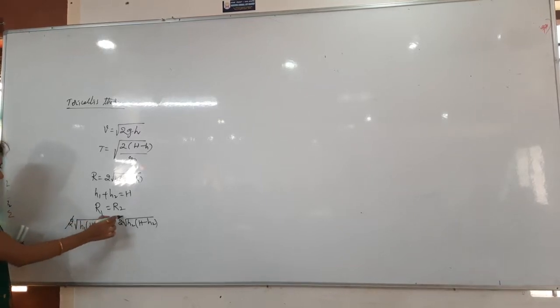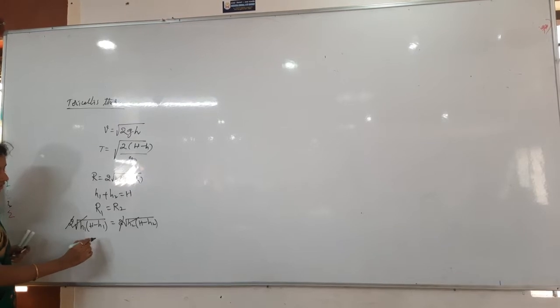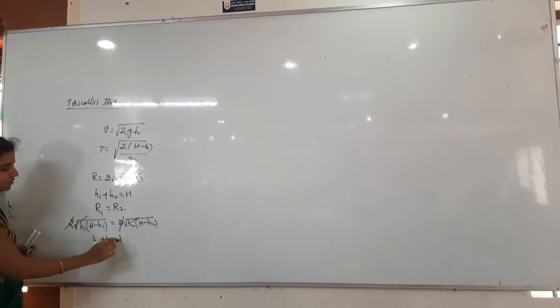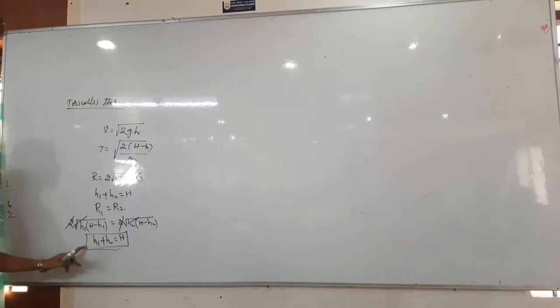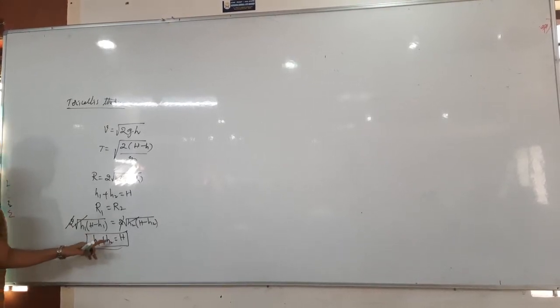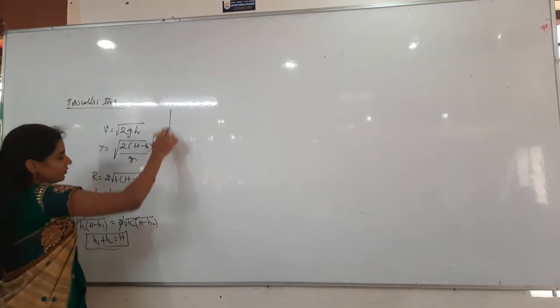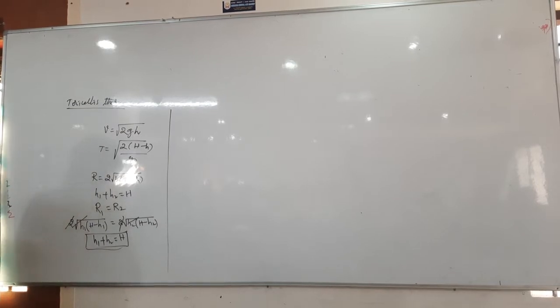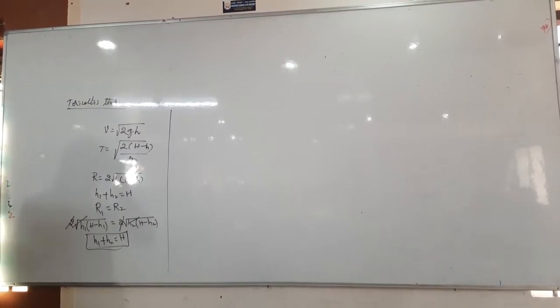So here what will get cancelled? Root 2 gets cancelled. Then from this relation, what we got is that H1 plus H2 is equal to capital H. This is the sum of the depths of the two holes, which is equal to the total height of the water level. That is what we got in the morning about the ranges. Then after that we got one more thing. One more thing we have proved by Torricelli's theorem only.